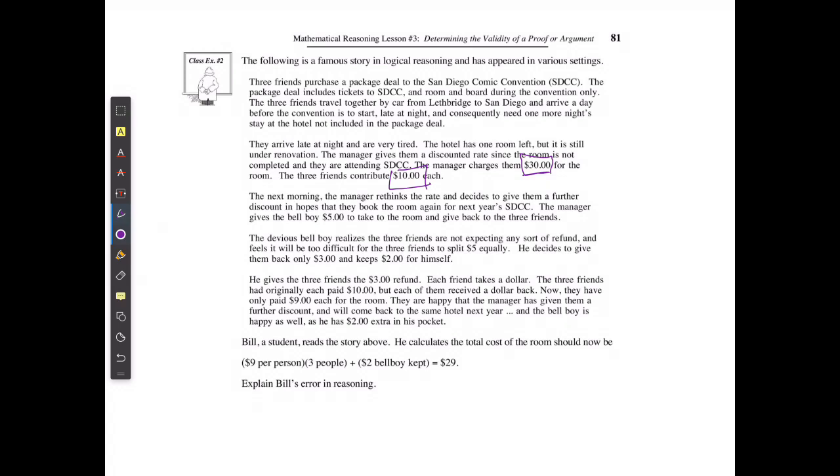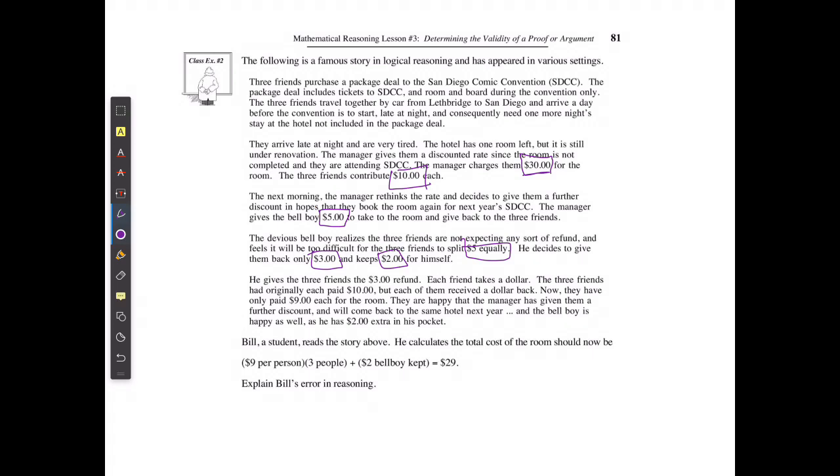The next morning, the manager rethinks the rate and decides to give them a further discount in hopes that they book the room again for next year's San Diego Comic-Con. The manager gives the bellboy $5 to take to the room and give back to the three friends. The devious bellboy realizes the three friends are not expecting any sort of refund and feels it will be too difficult for the three friends to split $5 equally. He decides to give them back only $3 and keeps $2 for himself. He gives the friends the $3 refund.